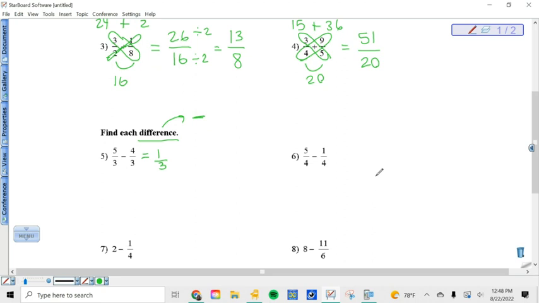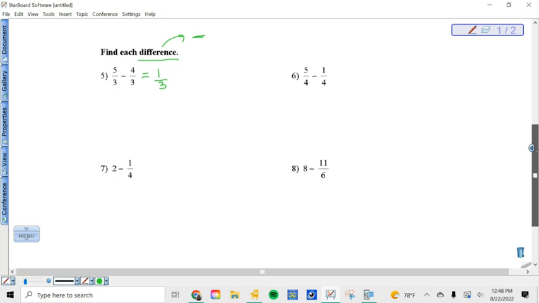Can you guys do number 6, please? Get number 6 done, please. Since these are the same down here, you just do 5 minus 1. Okay. Denominator stays the same. Can you get it down, please?